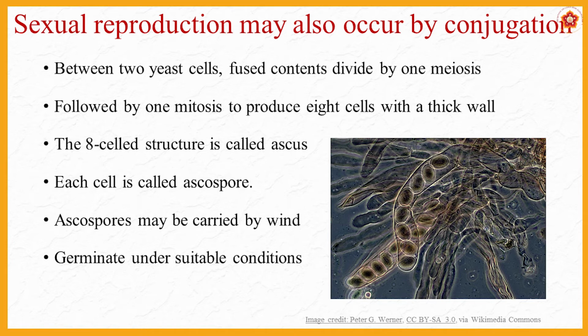and the contents will divide by one meiosis, followed by one mitosis, which produces 8 cells, as you see in the picture, 8 cells with a thick wall. This structure is called ascus, and each cell in this ascus is called ascospore, and these ascospores may be carried away by the wind and germinate under suitable conditions.